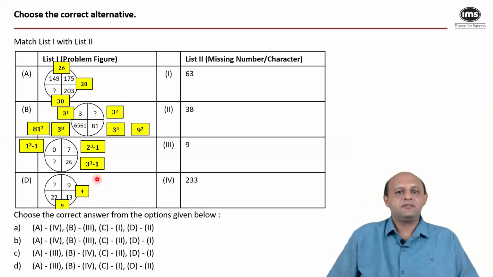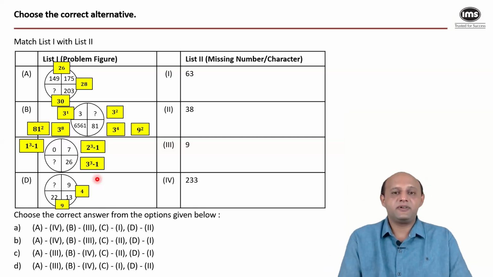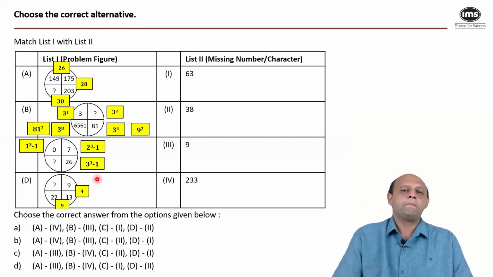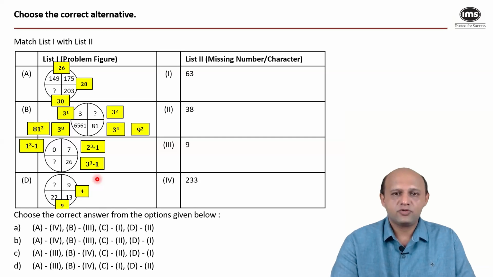Now, is there a pattern in the differences? Yes, the differences are perfect squares. Correct? So 4 is 2 square and 9 is 3 square. The next perfect square is 16, which is 4 square. So therefore, 22 plus 16 would be 38. And therefore, the answer is option 1.